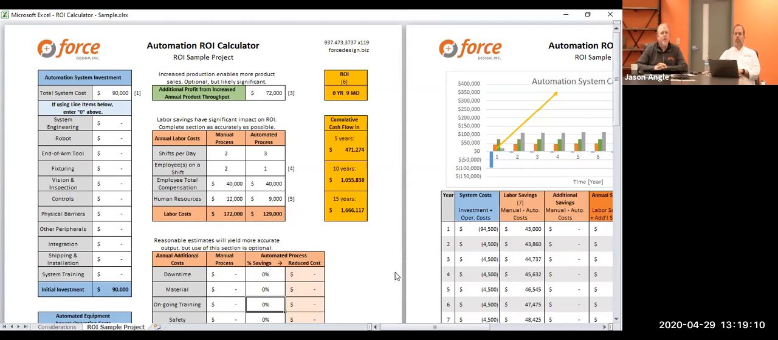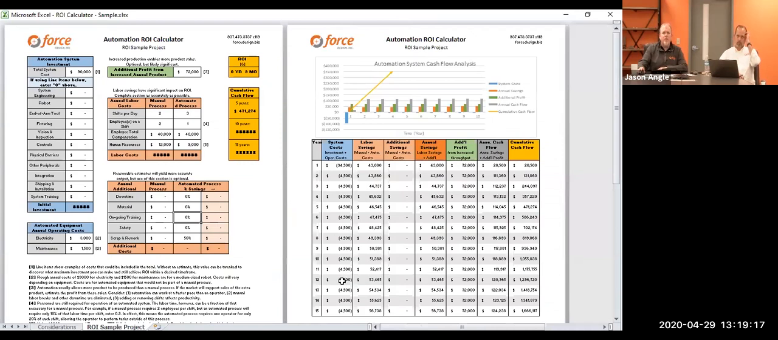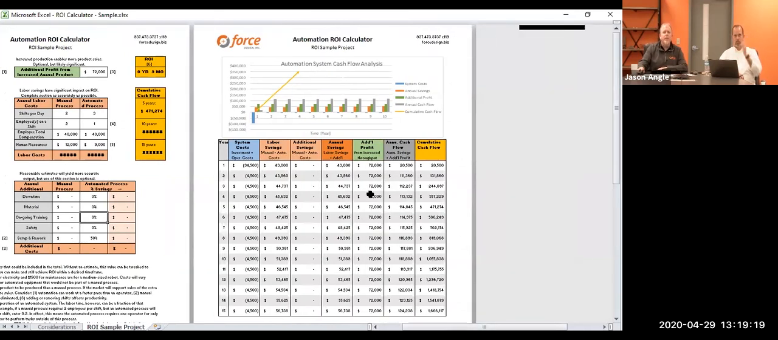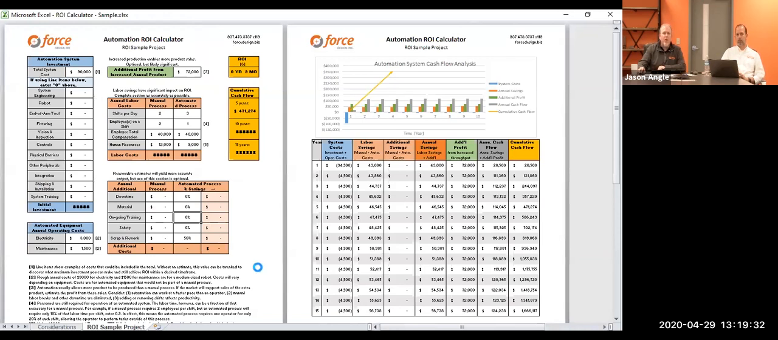Now back off so we can see the table and the graph, and you can see this line indicates that cumulative cash flow. So this is kind of the ideal. This is what we love to see, because obviously it makes it a good choice for automation, and that's where we get involved and help you come up with a solution to help you become more profitable.